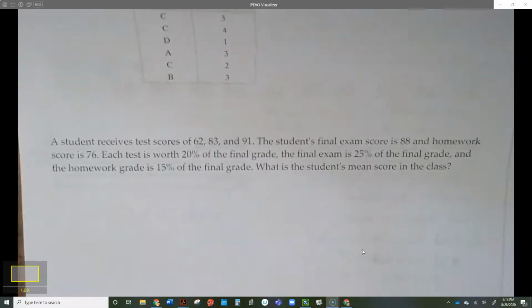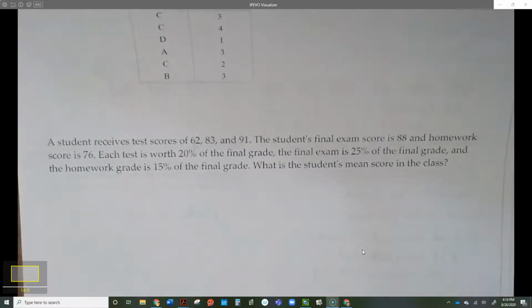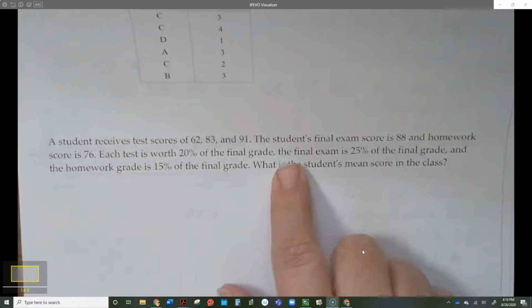Because believe it or not, teachers are fallible human beings. We make mistakes. And if you know how to calculate your grade, then you can always check and make sure I haven't done something wrong. Because, yeah, mistakes happen.